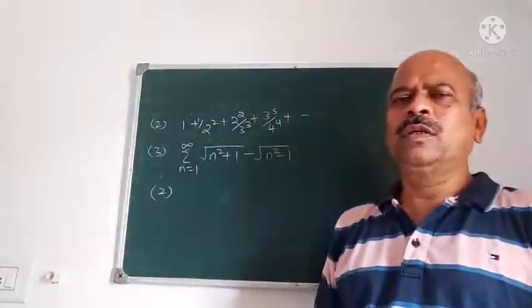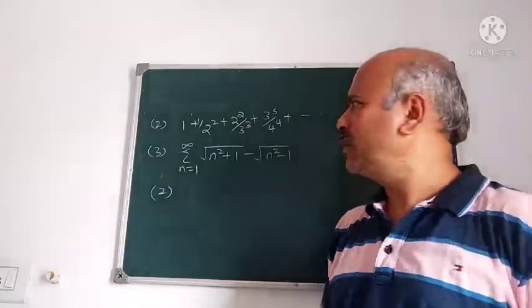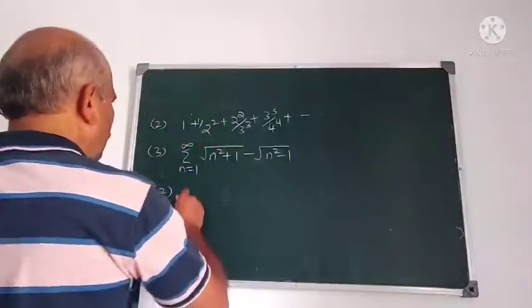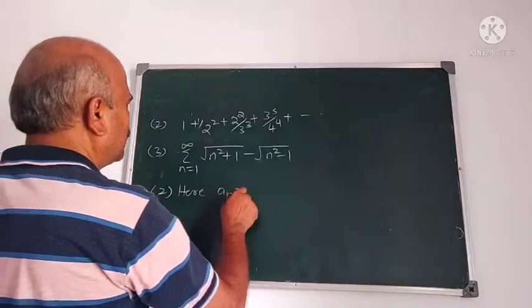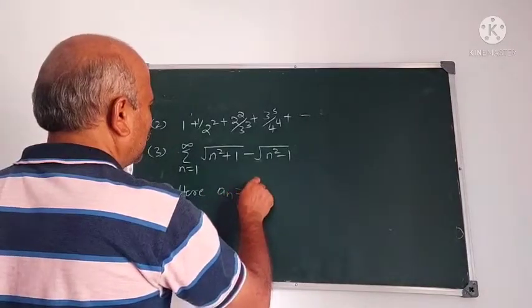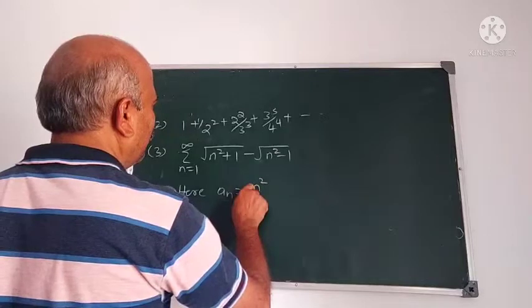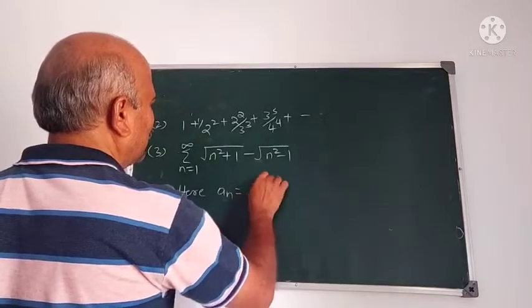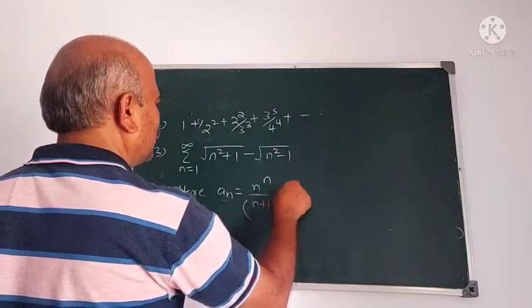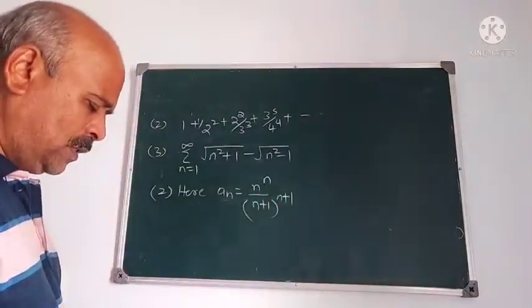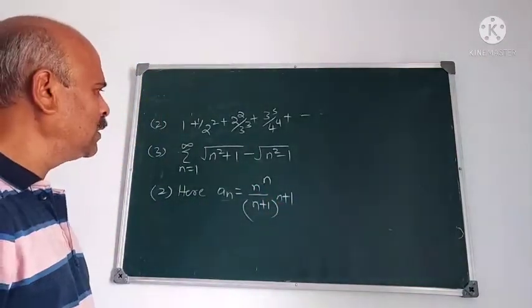You have to find out the nth term of the series first. How do you find? Here, the nth term an is n raised to n upon n plus 1 raised to n plus 1. Am I correct? n raised to n by n plus 1 raised to n plus 1.